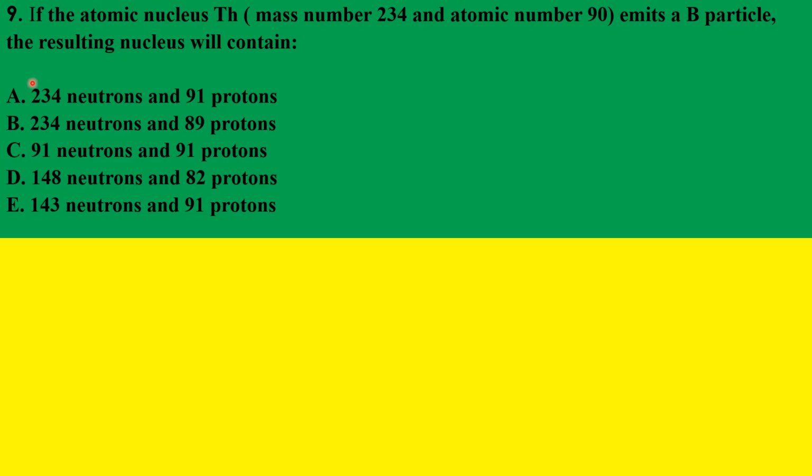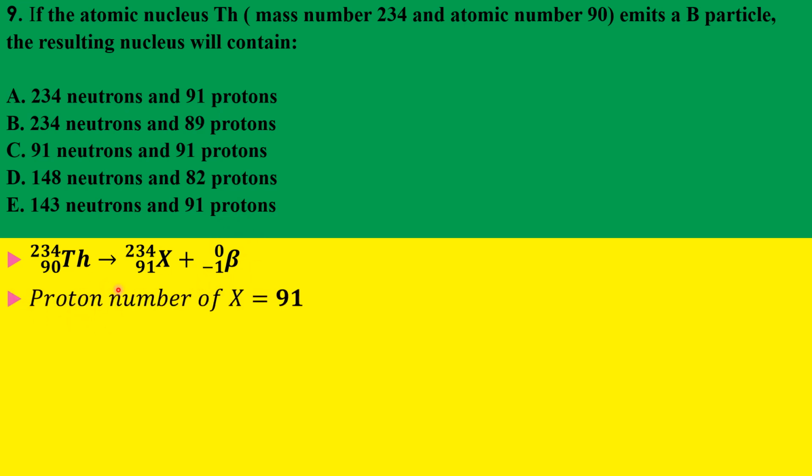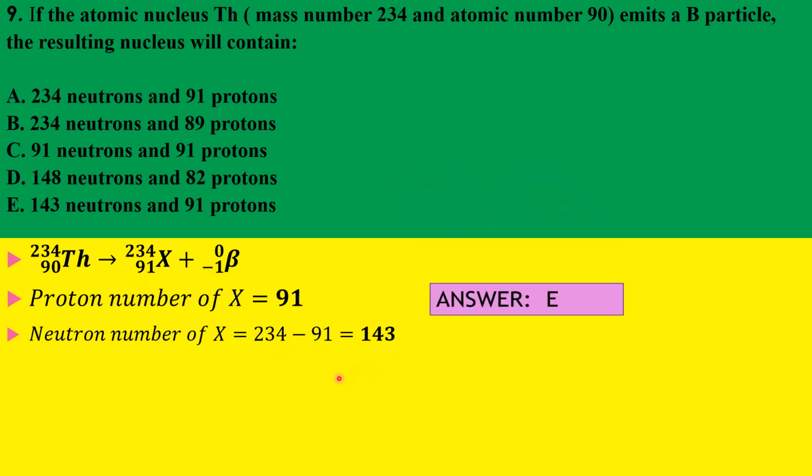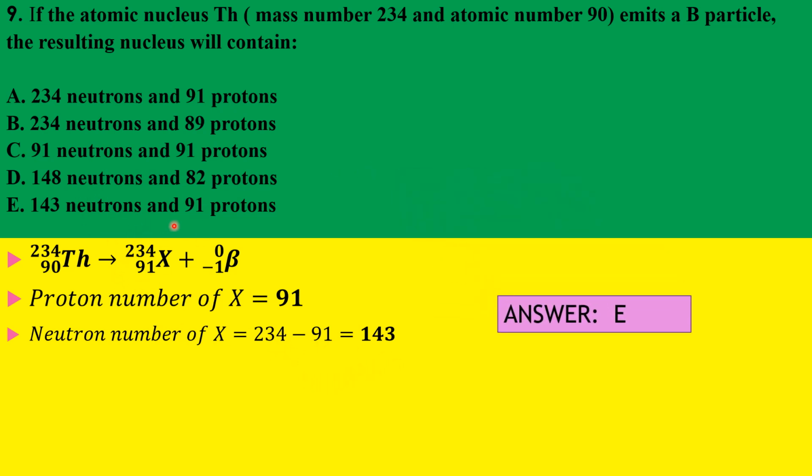All right, so you can just pause the video and read the question. So we have thorium just basically decaying to a particular dotted nuclide with the emission of a beta particle. So we can get the proton number of the dotted nuclide to be 91. Of course, it's just the atomic number, and we can also get the neutron number, right? Because the mass number is actually the sum of the neutron and proton numbers. So we can get the neutron number to be 234 minus 91, right? So it gives us 143. So our answer is actually E, 143 neutrons and 91 protons.